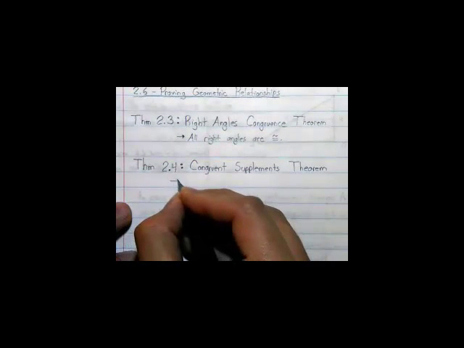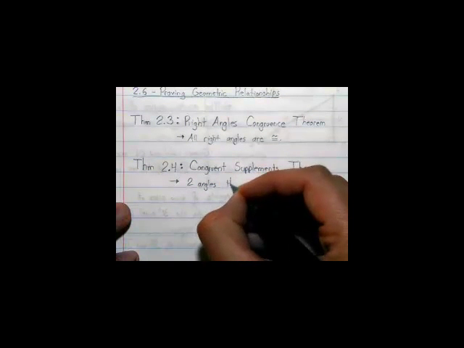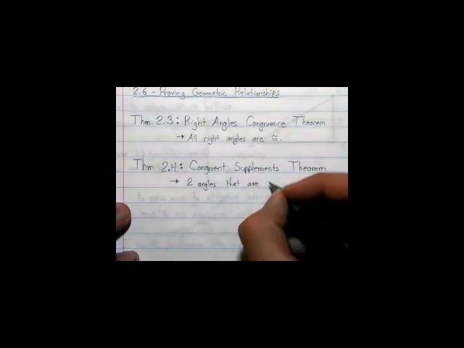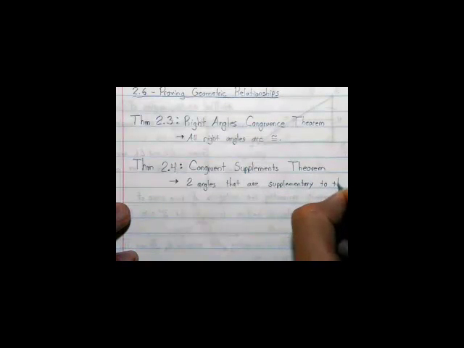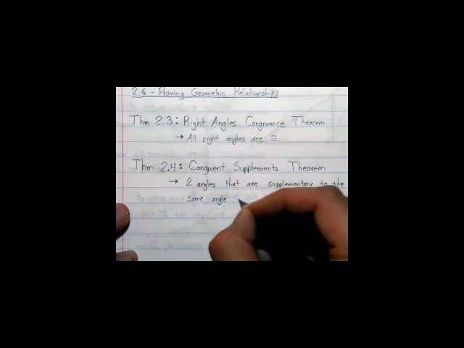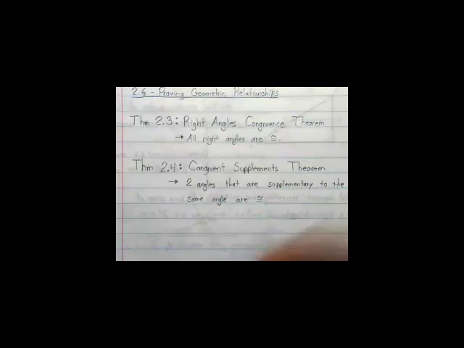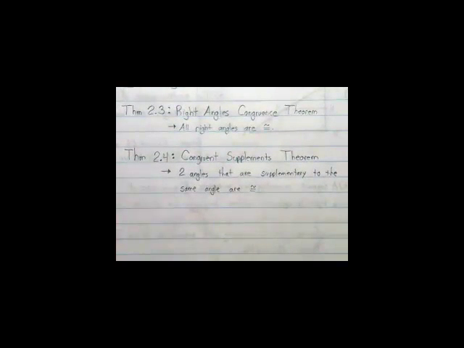And what it says is two angles that are supplementary to the same angle are congruent. So on that sheet, remember there's a place to put a little picture too? So I'll do a little picture on this one to help you out too if you're having trouble visualizing what exactly this thing is saying.